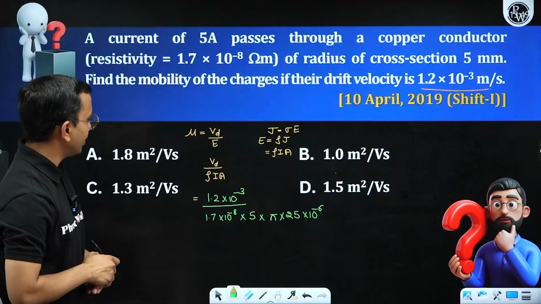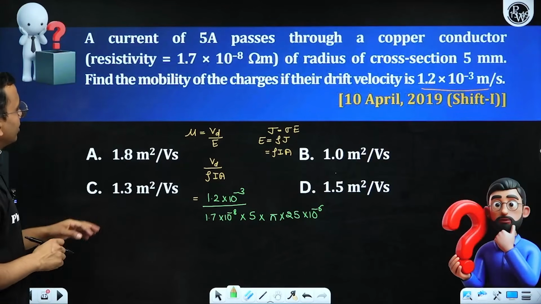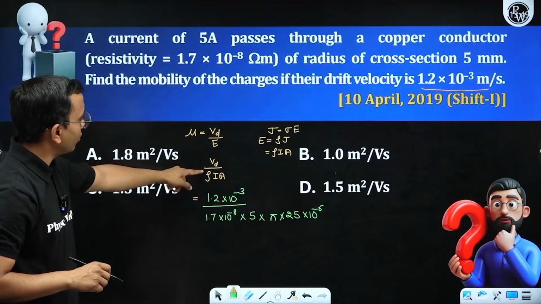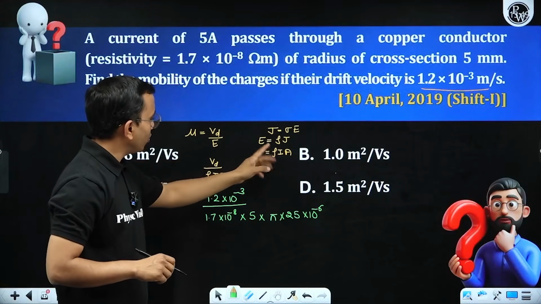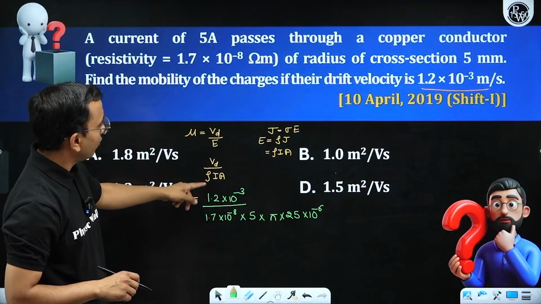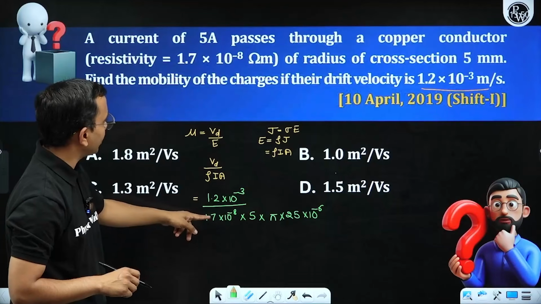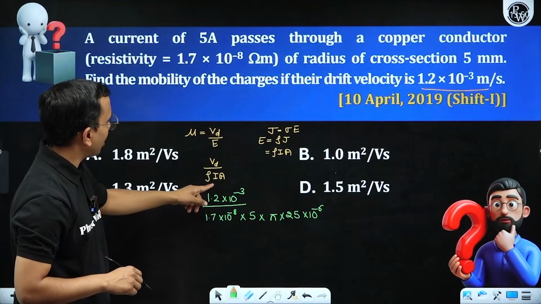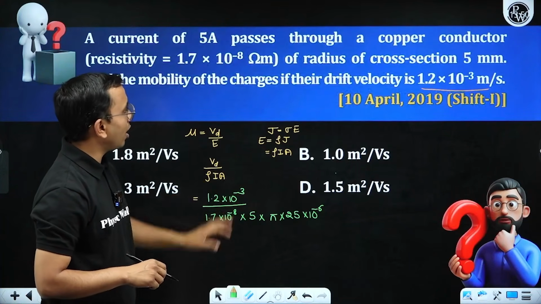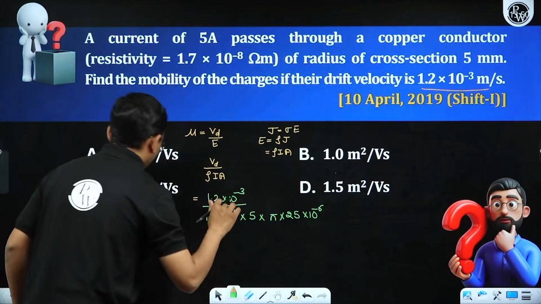Is there any mistake we did? Let us check the values again. V drift was V drift by E. For E I wrote J into rho, and J I wrote as I into A. Yes, now putting the values, V drift was 1.2 into 10 to the power minus 3, that is right. Rho was 1.7 into 10 to the power minus 8. Yes, and then I as the current, that is 5 ampere, into the area of the cross section, that is pi into r square. That was in mm, so this will become minus 6. Everything is fine until here.